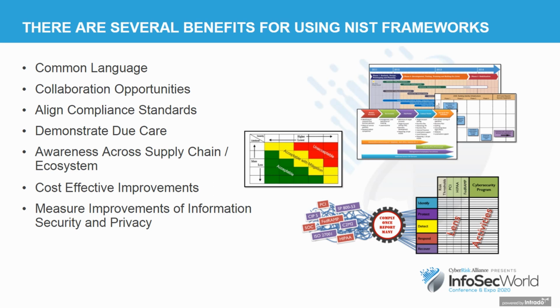And then it also helps make improvements in a cost-effective way. Sometimes it's so easy to get stuck in the weeds and want to implement a technology, but maybe it's tied to a low-risk item. By having it all backed up by risk, you can really make sure you're getting the most bang for your buck and focusing on those high-risk areas. And then finally, measuring improvements in information security and privacy. Having it all in this one framework provides a measuring stick to continue to communicate with moving forward and to show that improvement over time as you move from your current state to your target state.